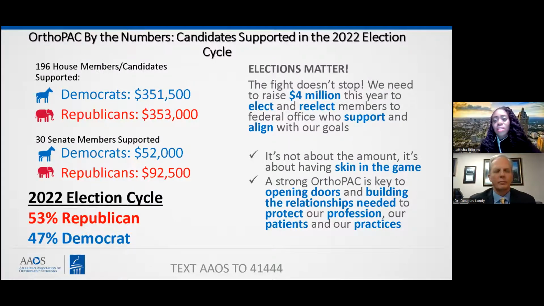So that is a great transition into this next slide, which is the Orthopac by the numbers. These are the candidates supported in the 2020 election cycle. And, as you can see, for the House members, it's off by less than $3,000, as far as what we've put in. I'm sure there's going to be someone that says, take a look at the Senate members supported. But again, it's not something that is 99% going to one side. And even with the 2022 election cycle, 53% Republican, 47% Democrat. It is not as skewed as what people may think.